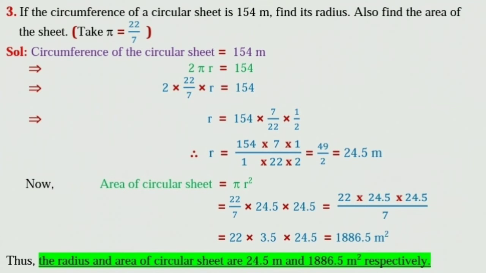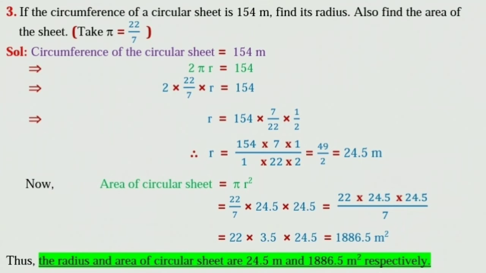Sum number 3. If the circumference of a circular sheet is 154 meter, find its radius. Also, find the area of the sheet. Take pi is equal to 22 by 7. Solution. Here the given circumference of the circular sheet is equal to 154 meter. Therefore, 2 pi r is equal to 154, which is 2 into 22 by 7 into r is equal to 154. Therefore, r is equal to 154 into 7 by 22 into 1 by 2. After simplifying this, we will get the value of r is equal to 24.5 meter.